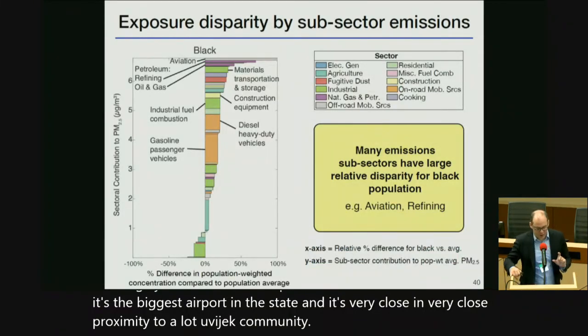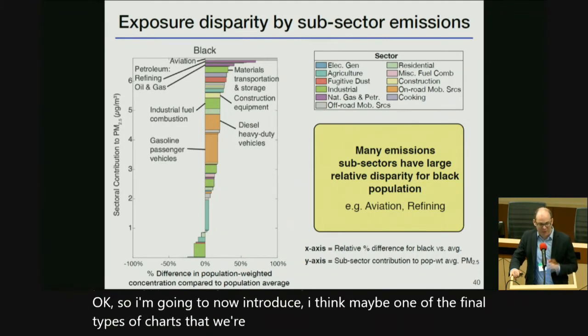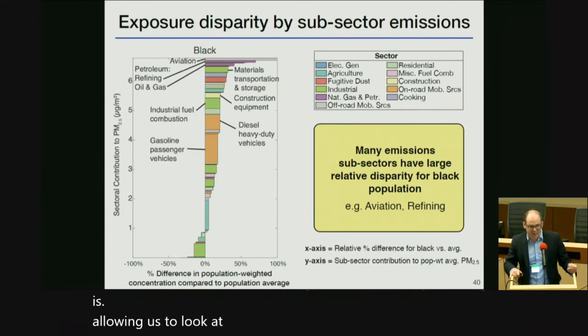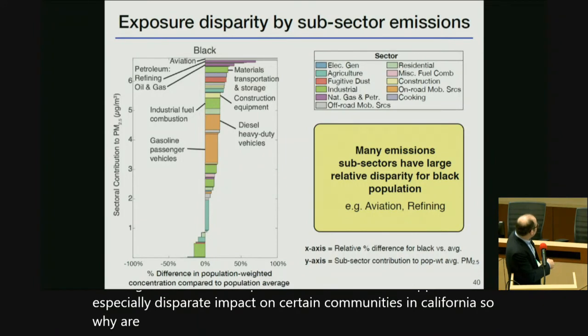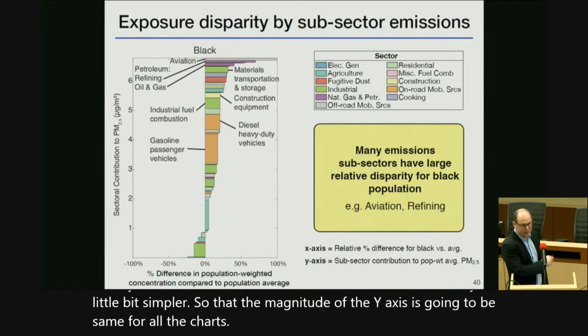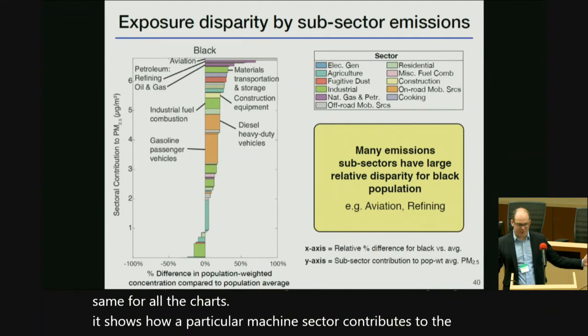Okay, so I'm going to now introduce, I think, maybe one of the final types of charts that we're going to look at. We call these flagpole charts because they look a little bit like a flagpole. What they're doing is allowing us to look at the particular subsectors that have an especially disparate impact on certain communities within California. The way these charts work, let's start with the y-axis, actually. It's a little bit simpler. The magnitude of the y-axis is going to be the same for all the charts. It shows how a particular emission sector contributes to the statewide population-weighted average concentration.